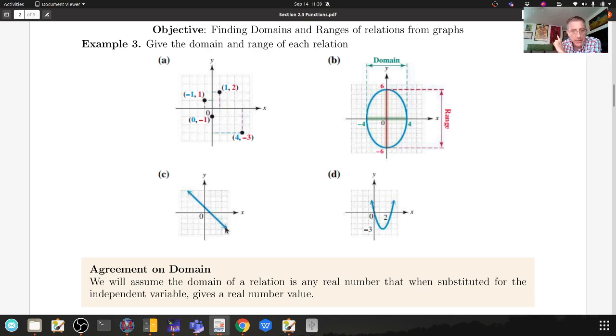For lines that have a positive or negative slope, the range is always minus infinity to infinity. I'll start with the domain first. The domain is always the entire real line, minus infinity to infinity, and the range is minus infinity to infinity. Over here, let's do the range. Well, we'll do the domain first.